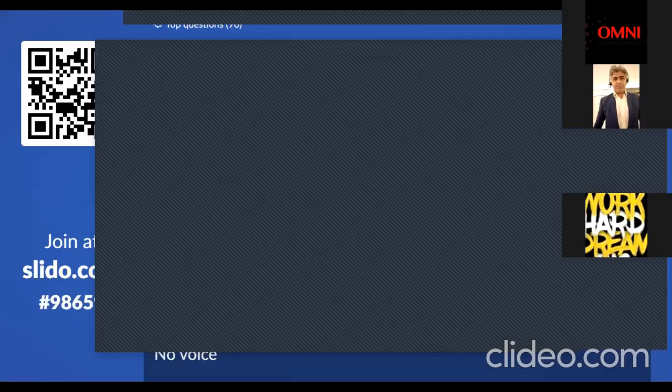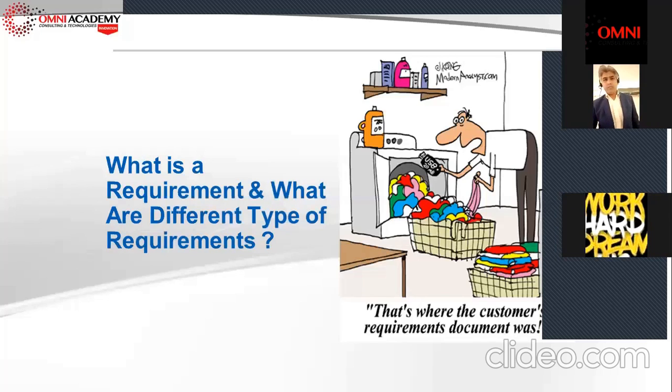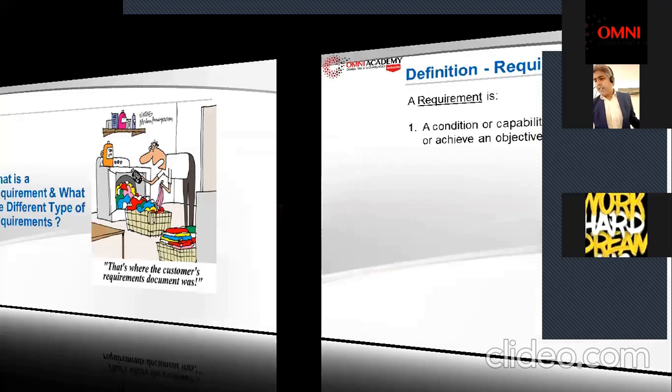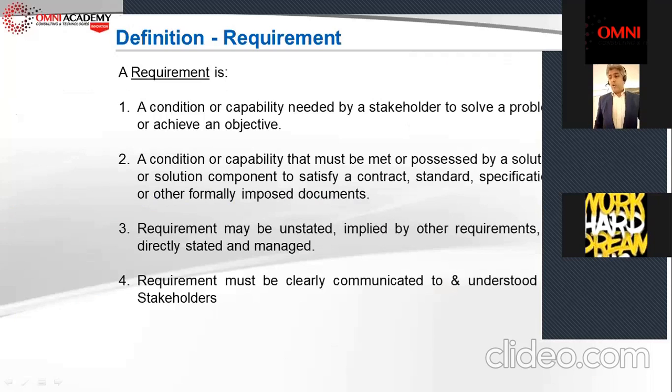And other names for the requirement that business analysts usually use. Okay, so at the writing, a requirement is a condition or capability required by a stakeholder to solve a certain problem. This is what the requirement is.